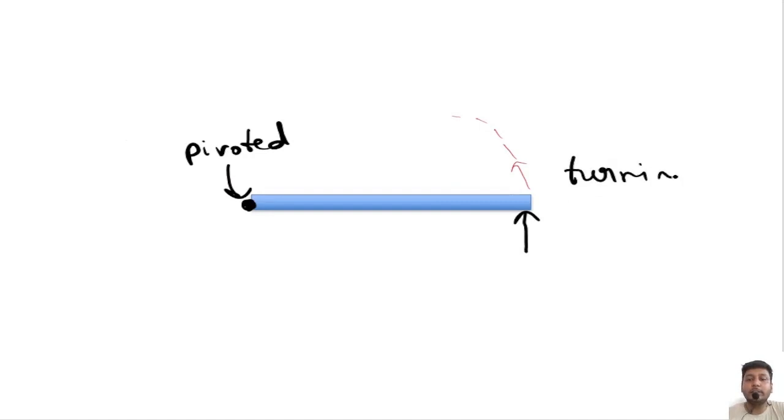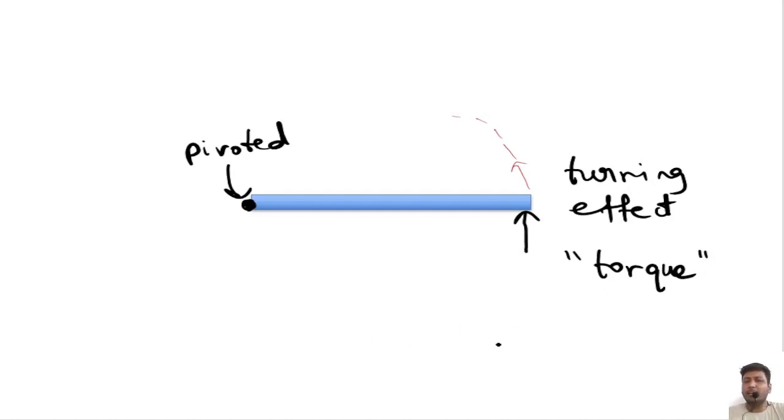Let us suppose that you have a rod and you have fixed the rod at this end. So you can say that you have pivoted the rod at this end. Now, if you apply a force in this direction, what you will notice is that this rod will start turning like this, in this direction. So, this turning effect of force is also known as torque.